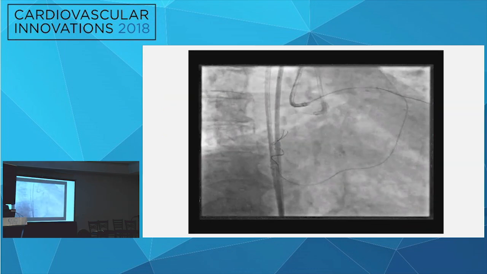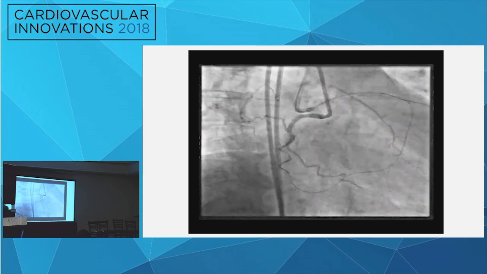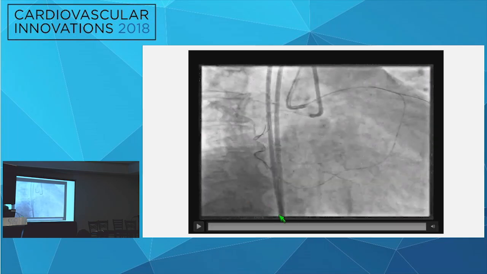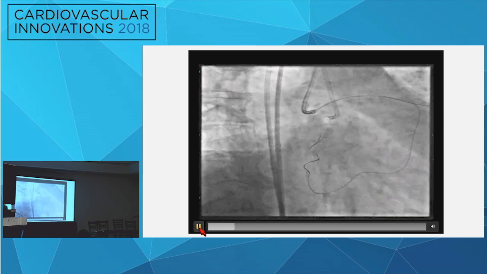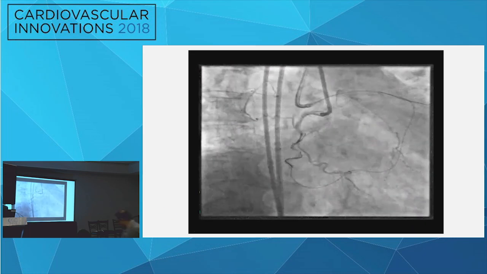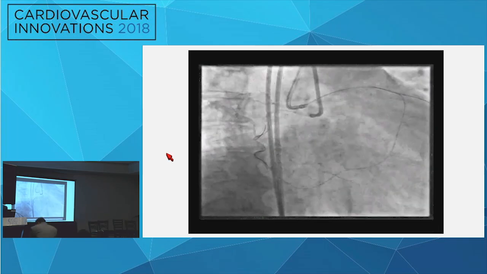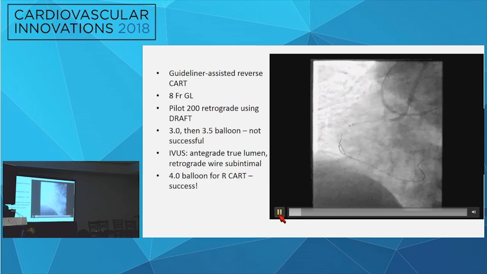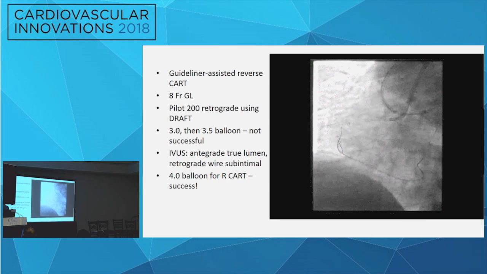So at this point, we have our antegrade wire to the point of occlusion, and you can see our retrograde wire is still clearly subintimal and not really tracking in with the true lumen that the antegrade wire is in, or that we thought it was in. So at this point, what we did was we decided to perform a guideliner-assisted reverse CART.